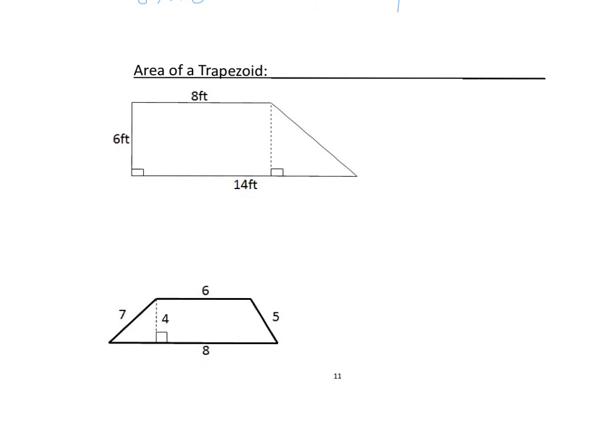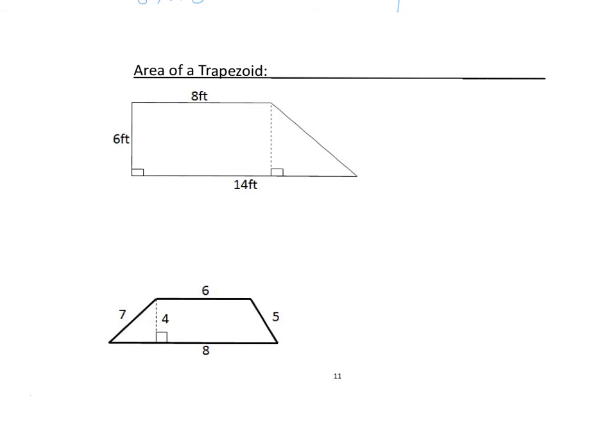The final two-dimensional polygon for area is the trapezoid. Now, the thing to note about a trapezoid is the definition states that you will have exactly one pair of parallel lines, meaning that one pair of sides are parallel and one pair of sides are not. For a trapezoid, the two parallel sides are never going to be the same length. One is always shorter than the other.